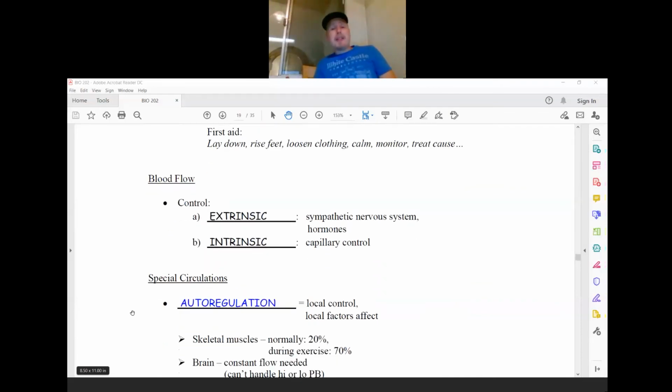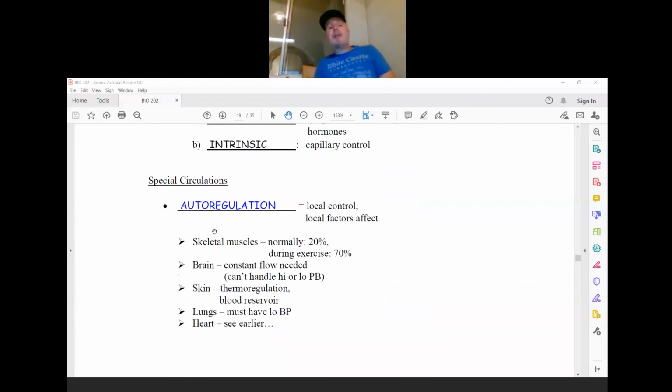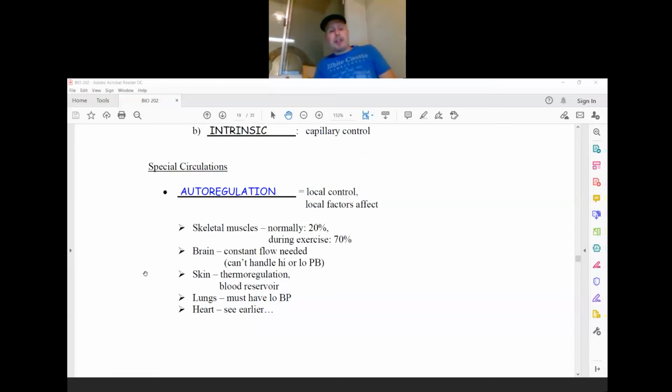There's extrinsic and intrinsic control of the blood flow. We really didn't talk too much about that, but then we had a look at special circulations. So notice that there's local factors that play a role in circulation a great amount. It's not just the entire global circulation that's changed, but we change circulation locally based on the needs. This is known as autoregulation. And then we went through different special parts where circulation needs to be different.